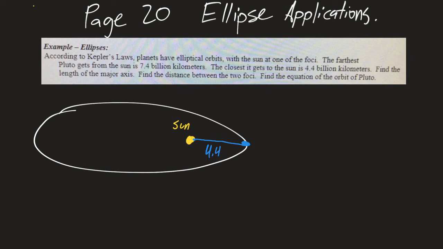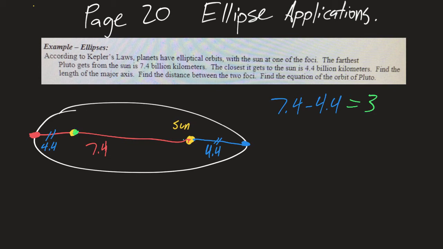On the other side, the farthest distance is going to be 7.4 billion kilometers. So this is 7.4. And on the other side, there's also going to be a focus over here, but not necessarily the sun. Some things we can assume: this blue line right here should match up with this line right here, so that's got to be 4.4. And if the whole red area is 7.4, we can figure out the section in the middle by subtracting. 7.4 minus 4.4 gives us that this center area is 3.